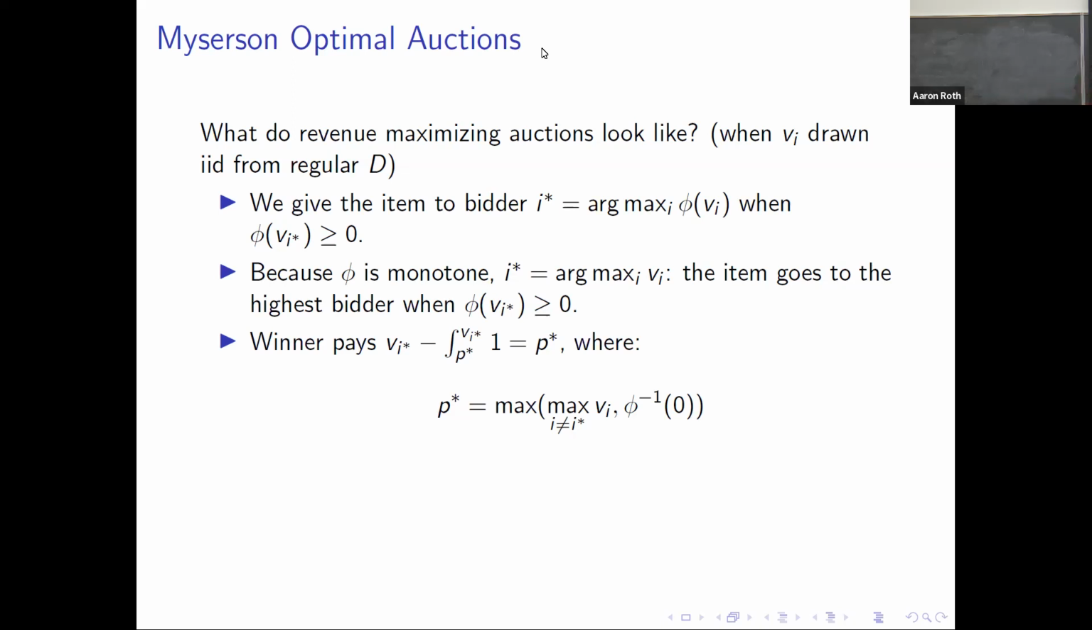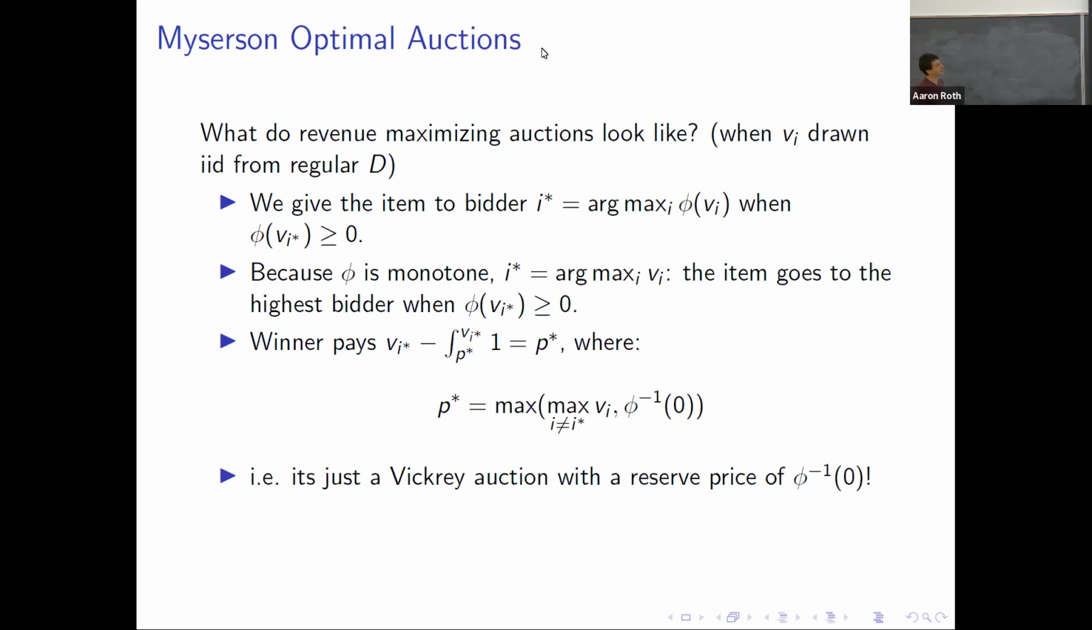Either the second highest bid or the bid that would have caused you to have virtual value 0. Either of those things might be the threshold. So now instead of asking you to pay the second highest bid, I'm asking you to pay whichever is larger, the second highest bid or some other number that is a function only of the distribution bids are drawn from.